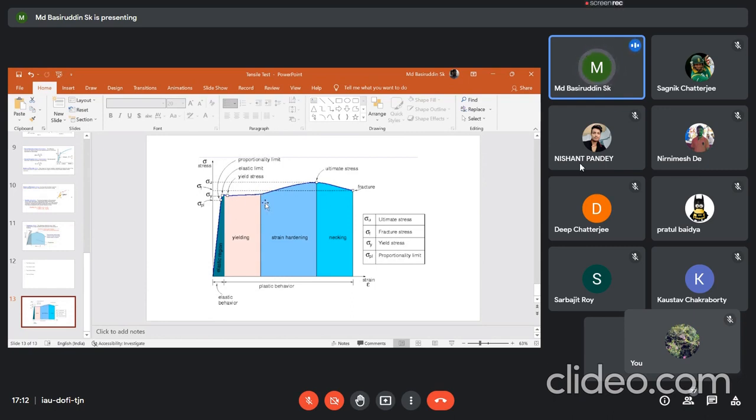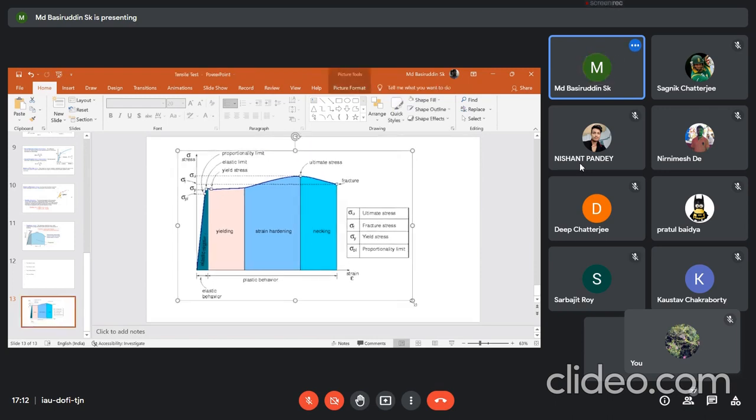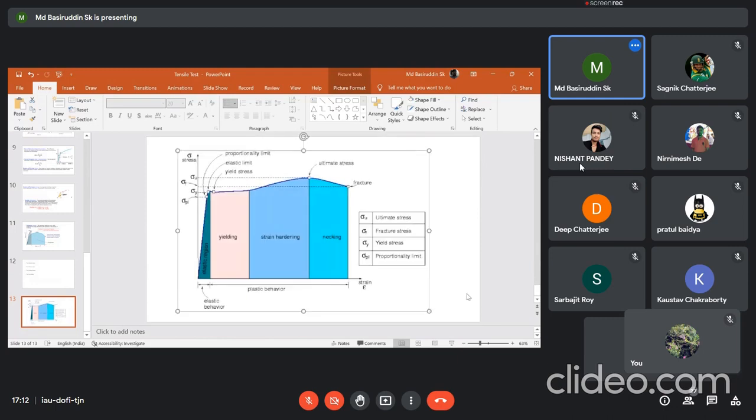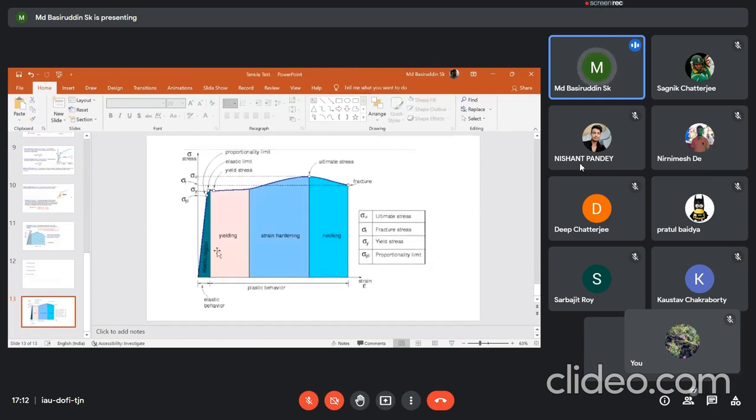But what happened in this particular region? So why is strain hardening happening? Yes, dislocation just starts to form. No, that will not be the correct answer. Any other views that you can share? For your information, dislocation generally starts well before that particular zone.